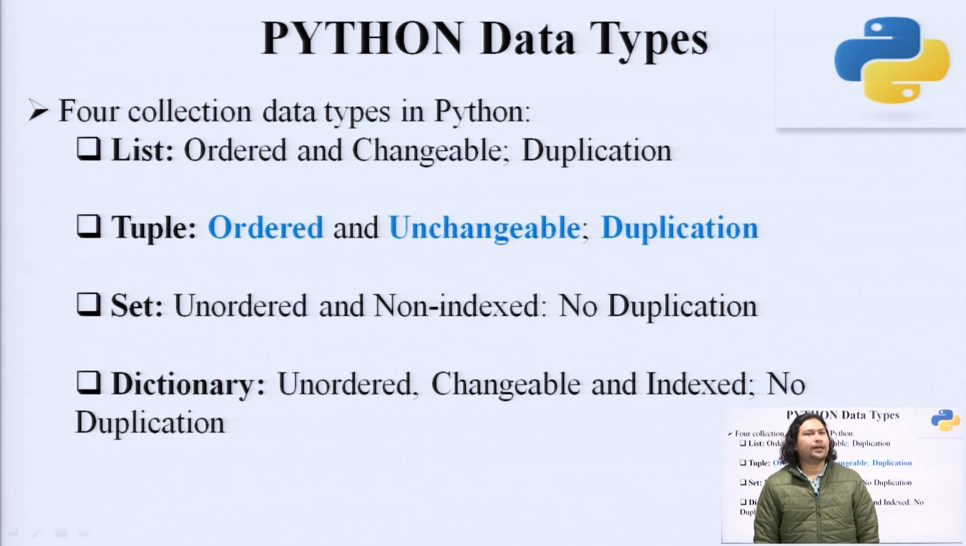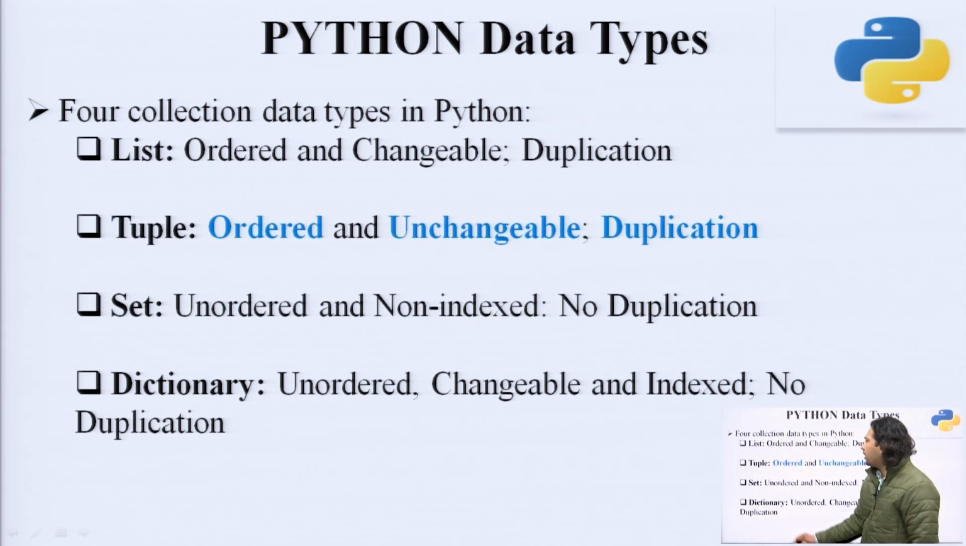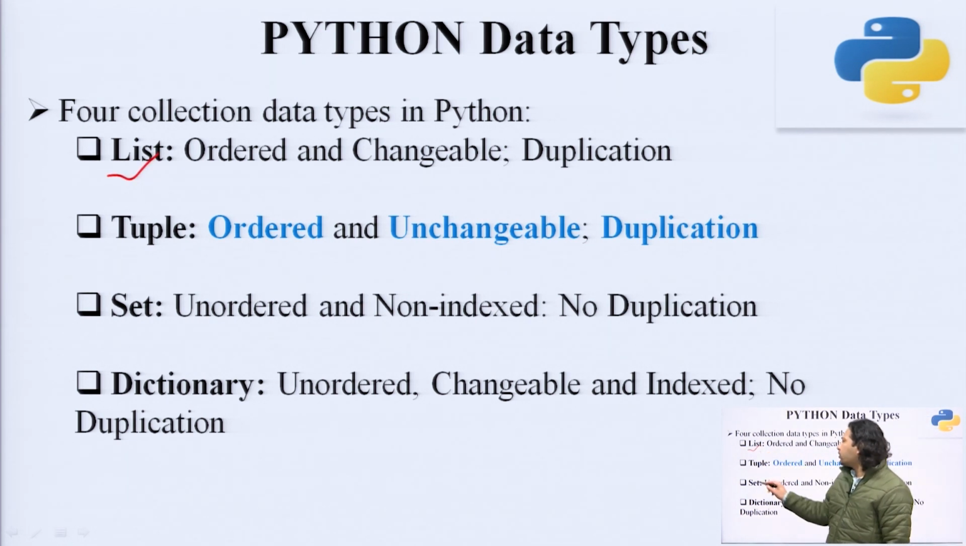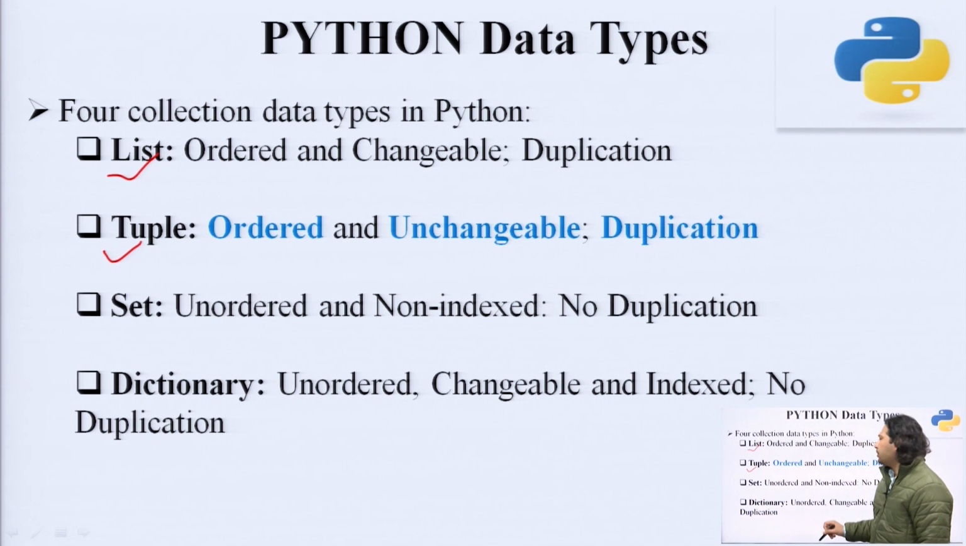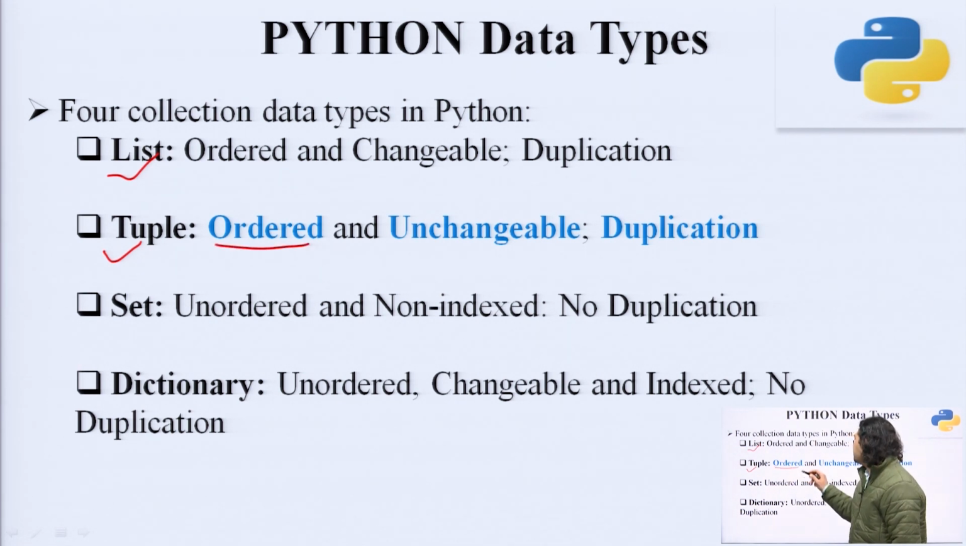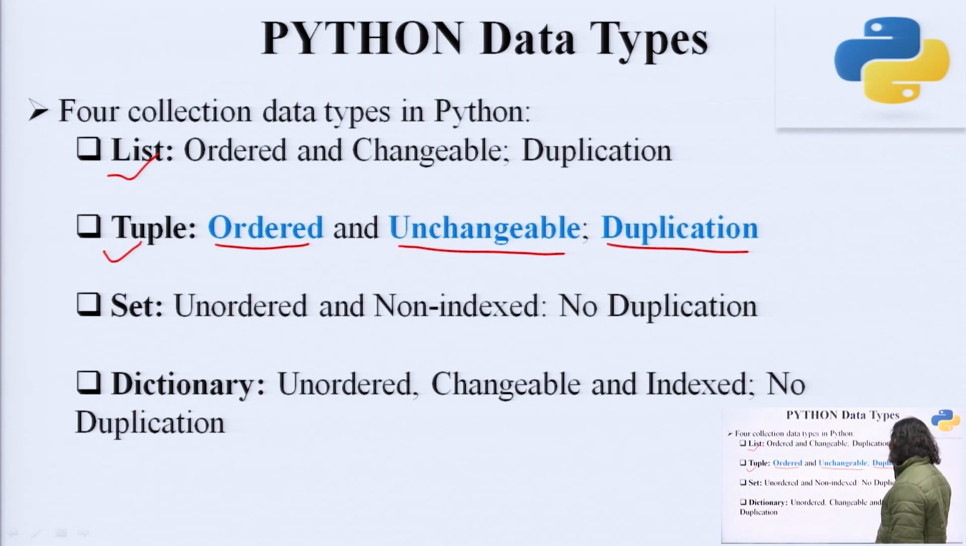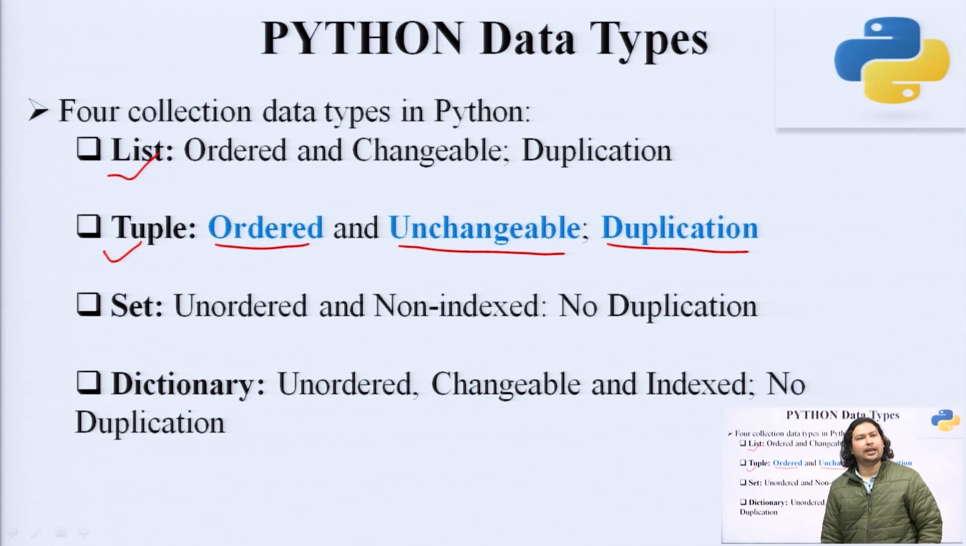Now, the next data type is the tuple data type. We have already covered everything about the list data type. Now we are going for the tuple data type. In the tuple data type, we have some characteristics. The very first one is ordered, the second is it is unchangeable, and the third one is duplication is allowed.